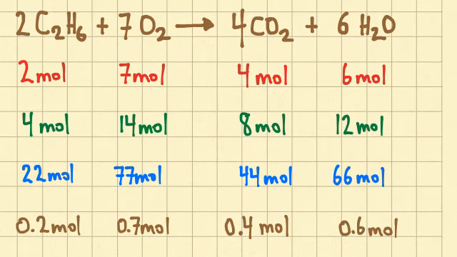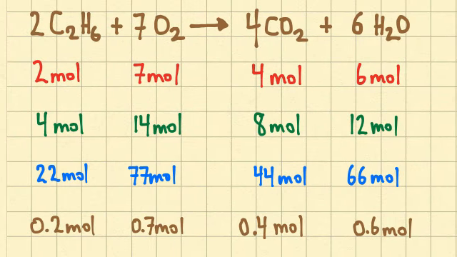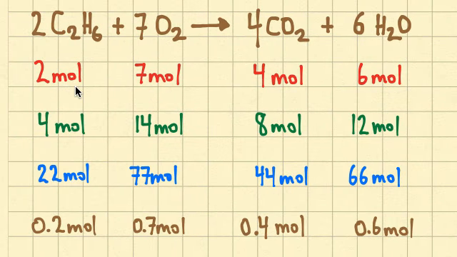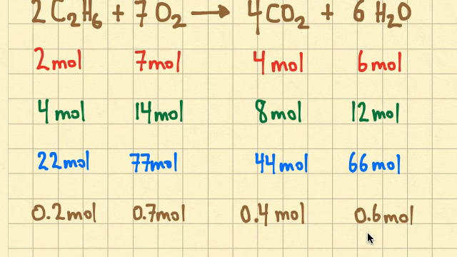Here's another way to say it. I call the balanced equation the recipe, and the recipe calls for a certain fraction or certain ratio of moles. So 2 moles, 7 moles, 4 moles, 6 moles, or double it, or take it times 11, or divide it by 10. Take your pick. Anything works. But what if I'd said something silly?